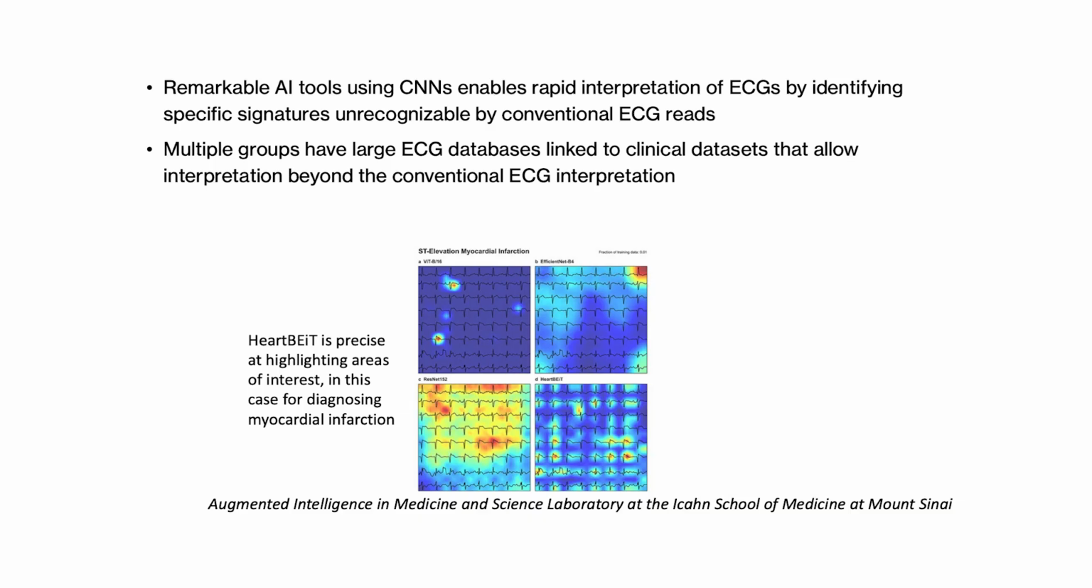So there are multiple examples that have been given by the prior speakers about the AI tools. I'm blown away by all the speakers who have talked about how they are able to utilize AI. It allows rapid interpretation of ECGs, obviously, because of the specific signatures that are unrecognizable to people like us who interpret the ECGs. And multiple groups have large ECG databases that are linked to clinical data sets. A lot of people in the room should know that there are freely available ECG data sets that they can utilize to build their algorithms. And a lot of you have heard about this.